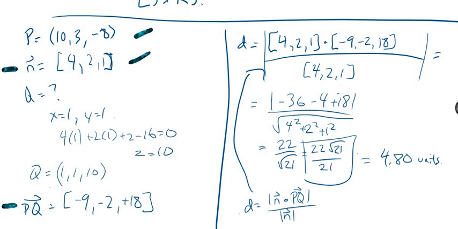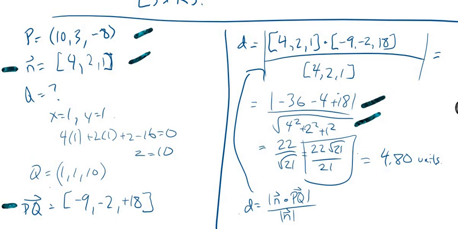On the top, that's a dot product, so that turns into a scalar value. That's going to become an absolute value. So we just do our dot product, and it becomes negative 36 minus 4 minus 18, and then we take the absolute value of that, which is 22. On the bottom, because it's a vector, we use the magnitude formula, which gives us 4 squared plus 2 squared plus 1 squared, all square rooted, which becomes root 21.